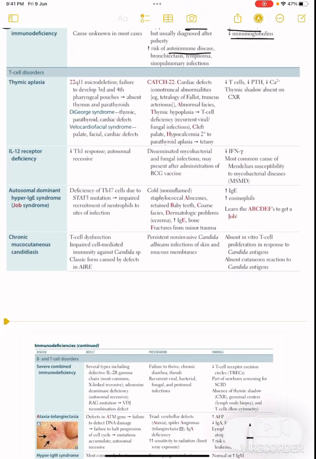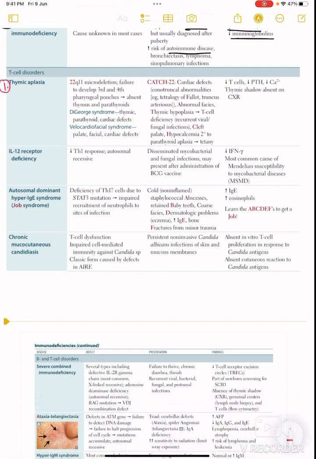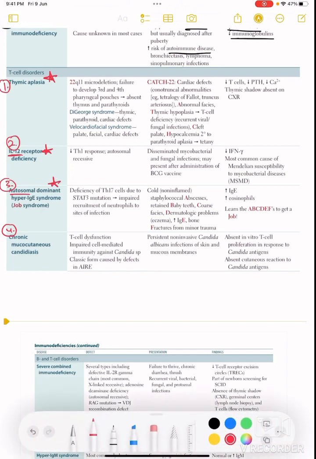Now coming to T cell disorders. In T cell disorders, first is thymic aplasia, second is interleukin 12 receptor deficiency, third is autosomal dominant Job syndrome or hyper IgE syndrome, and fourth is chronic mucocutaneous candidiasis. What is important? Thymic aplasia is important, interleukin 12 receptor deficiency is important, and Job syndrome is important. The fourth one, chronic mucocutaneous candidiasis, is not important.